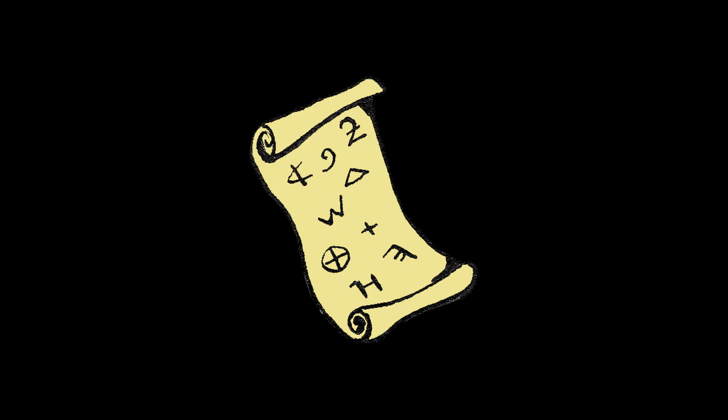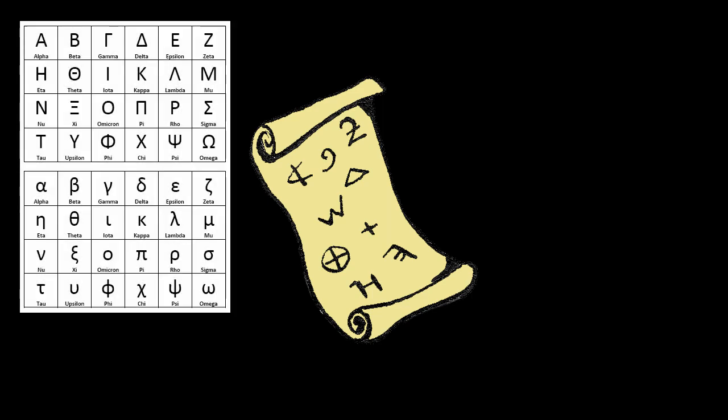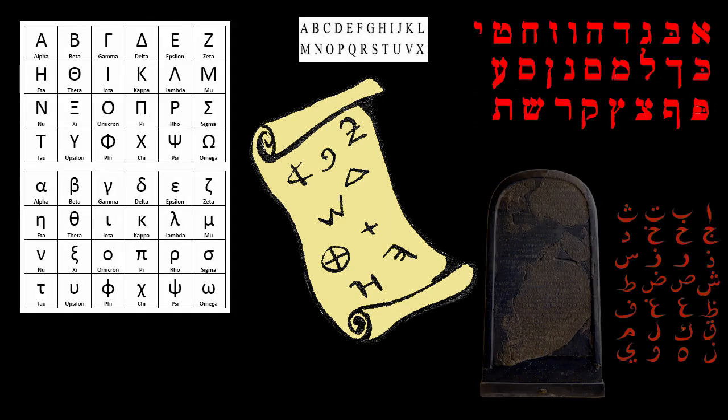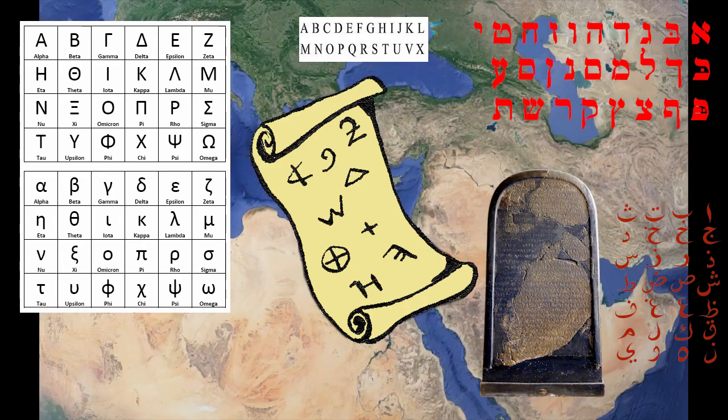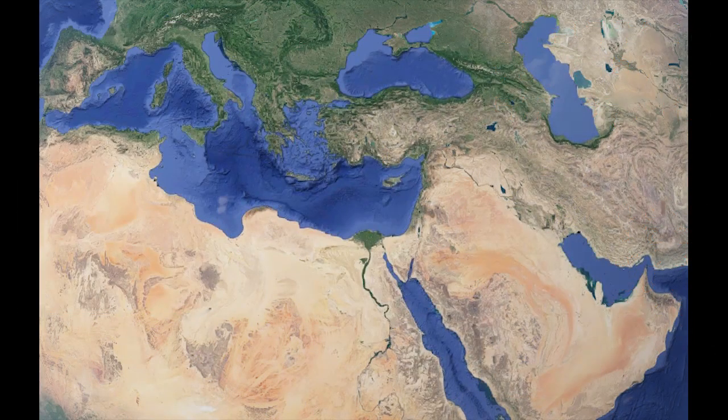This was a more efficient method of writing, and Phoenician script was adopted and adapted by countless cultures, such as the Greeks, Romans, Hebrews, Arabs, Moabs, pretty much all of the Mediterranean region and the entirety of the ancient Near East.